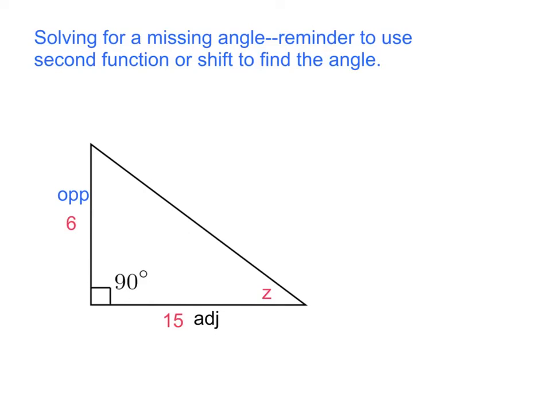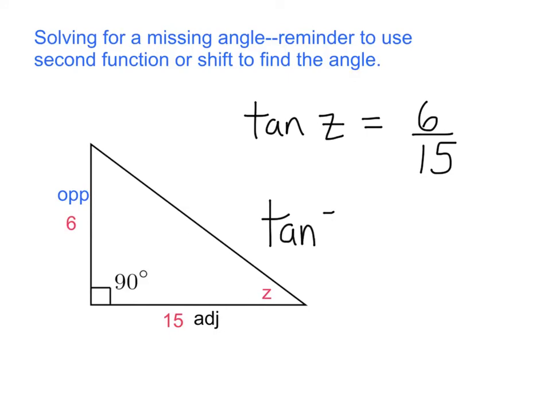So from here we can fill in the missing information. The tangent of z is equal to opposite over adjacent, which is 6 over 15. Now, in previous discussions, we had looked at how to go from the angle to the ratio. Now, this is how to go from the ratio to the angle. So in this case, we will use our second function, tangent, or shift tan, and it should look like this in your calculator. And this operation will give you the angle size.